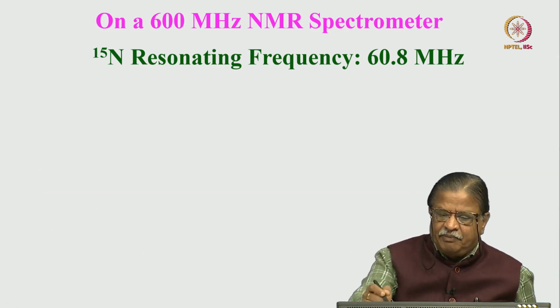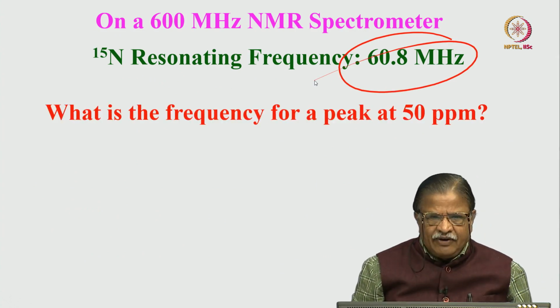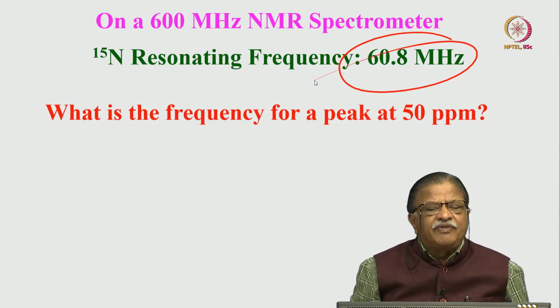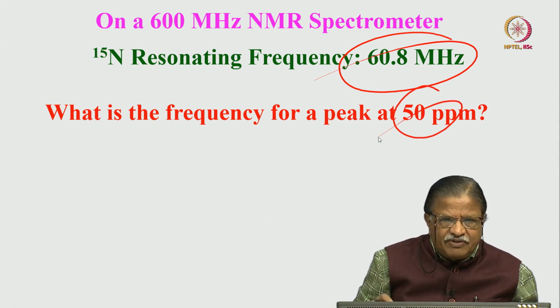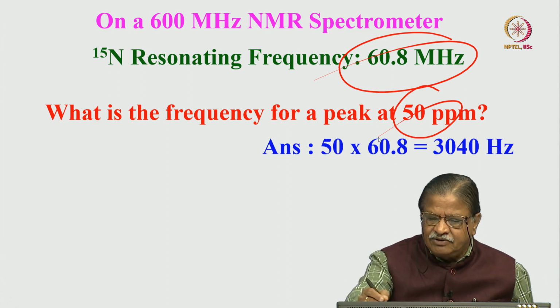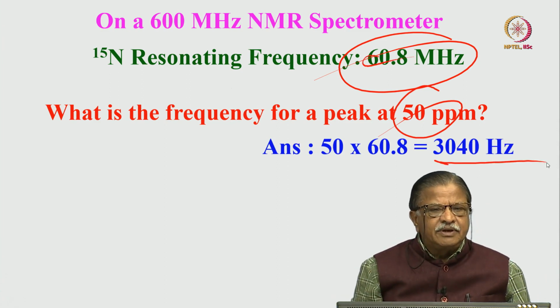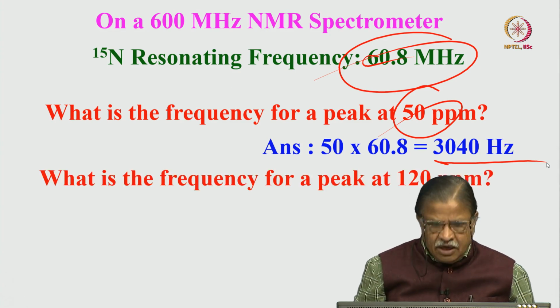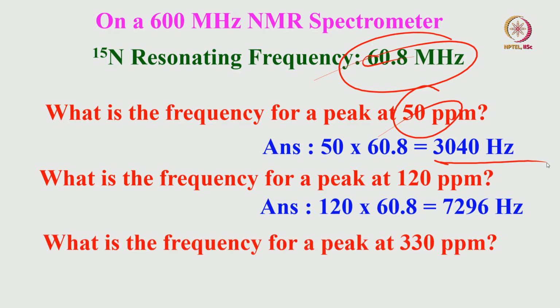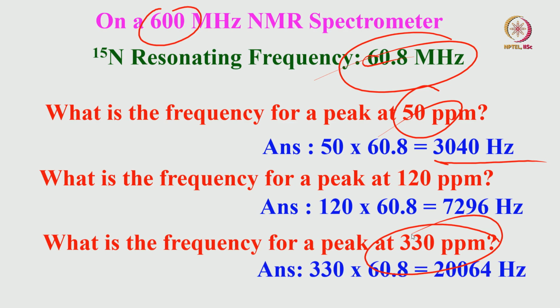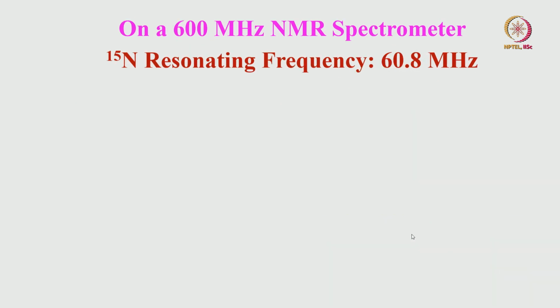Okay. So, we can ask the question, let us say nitrogen 15 is resonating at 60.8 megahertz in a 600 megahertz spectrometer. If I ask you the question, what is the frequency of a peak at 50 ppm? Now I know the value in ppm. How do you express in frequency? You have to multiply this by the resonating frequency, then its frequency is 3040 hertz. What is the frequency of a peak at 120 ppm? This is 7296 hertz. Like that, another peak which is coming at 330 ppm in nitrogen 15 in a 600 megahertz spectrometer, its value is 20,064 hertz. This is how we can start converting.